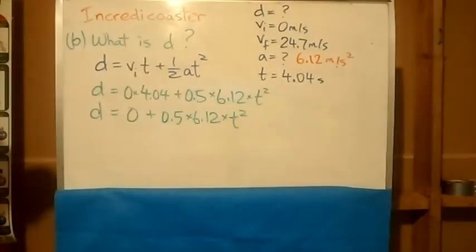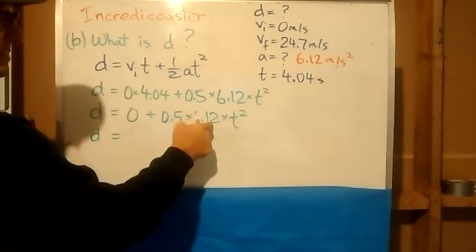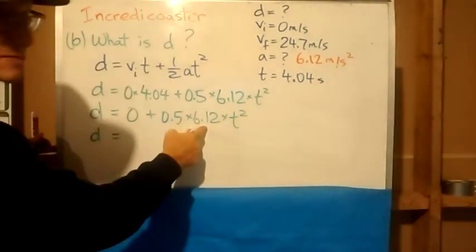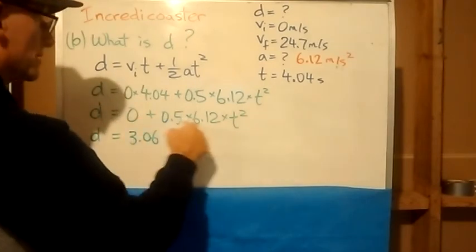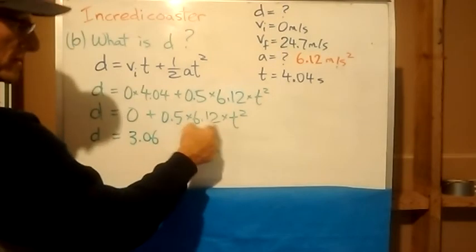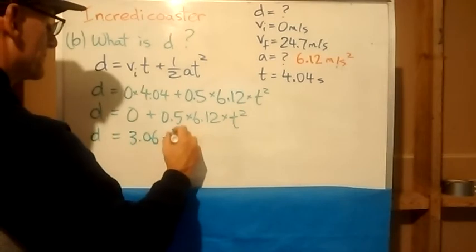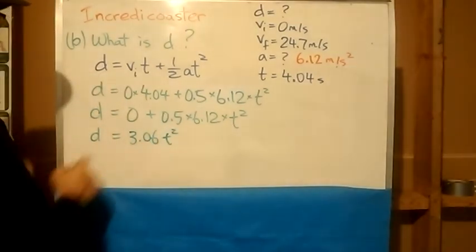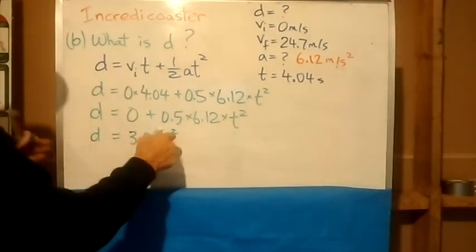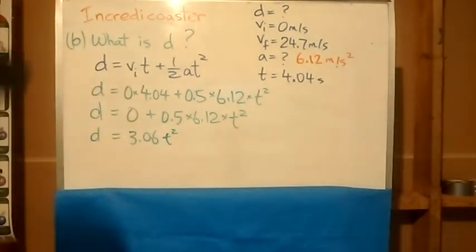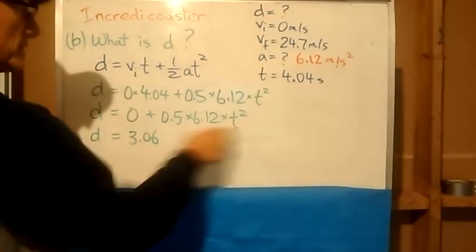And just to clean this up a little bit, d is equal to 0.5 times 6.12. It's just half of 6.12, so it's 3.06. It's literally 6.12 times 0.5, and then times t squared. I've got t, I can put it in, because I can't have an equation with 2 unknowns. I already know what the t is.